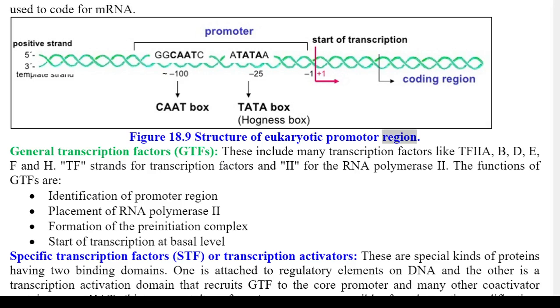General transcription factors, GTFs. These include many transcription factors like TFIIA, B, D, E, F, and H. TF stands for transcription factors and II for the RNA polymerase II. The functions of GTFs are: identification of promoter region, placement of RNA polymerase II, formation of the pre-initiation complex, start of transcription at basal level.